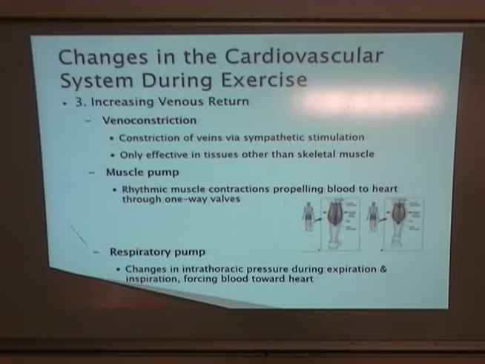There's also a respiratory pump, which will make a little bit more sense as we get into chapter 7, because the changes in pressure that occur within the thoracic cavity also act as a kind of pump to move blood back towards the heart from the lungs. The respiratory pump is again enhanced when we exercise because we breathe harder.